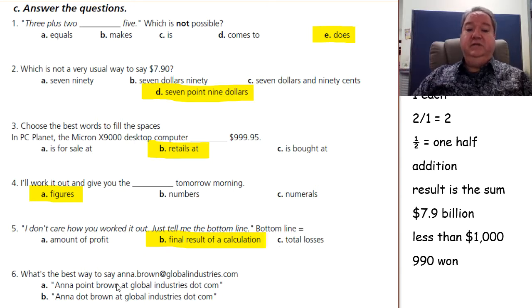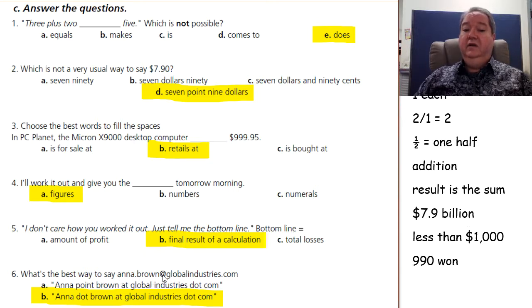Number 6, what's the best way to say this email address? We would read it as Anna.Brown. We don't say point or decimal or period. If we're writing a sentence, at the end we put that dot. That's a period. In numbers, $7.9 billion, if we're talking about money. But in email addresses and websites, we say dot.